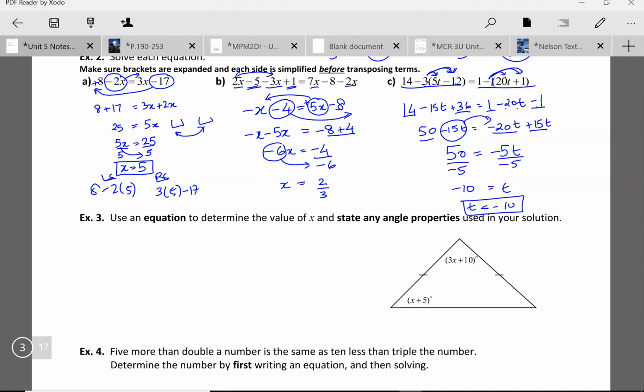Use an equation to determine the value of x and state any angle properties used in your solution. This is an interesting one.